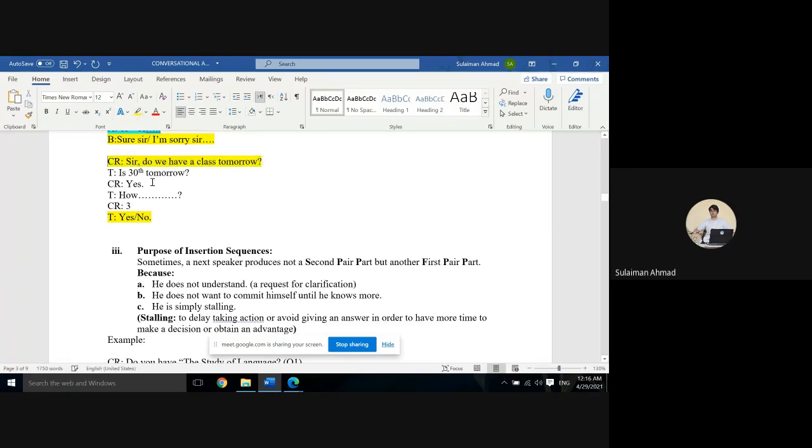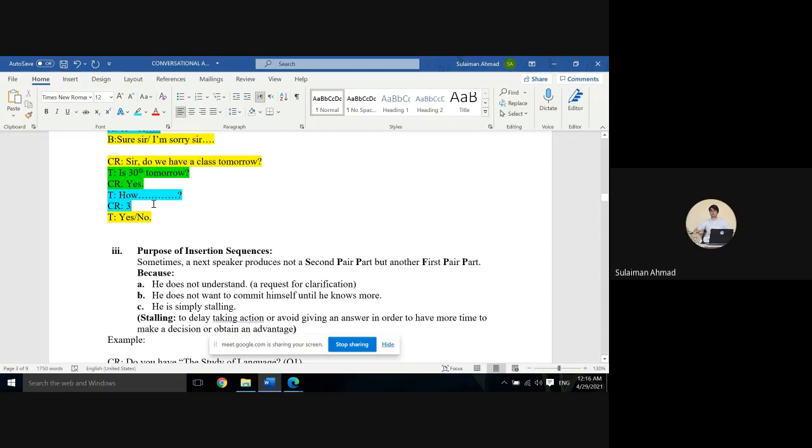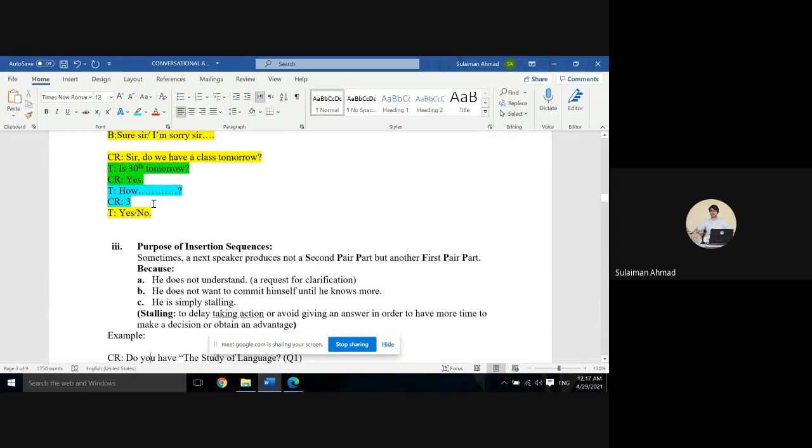So you see, this highlighted in yellow is basically the adjacency pair. Highlighted as green is insertion sequence number 1, and highlighted as blue is insertion sequence number 2. You got it now? Due to these 3 reasons we insert sequences, right?